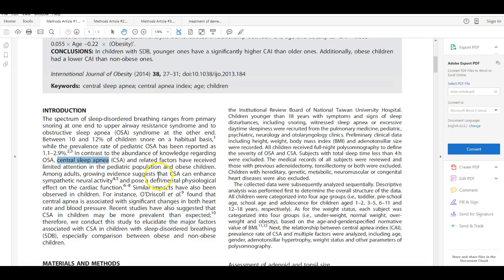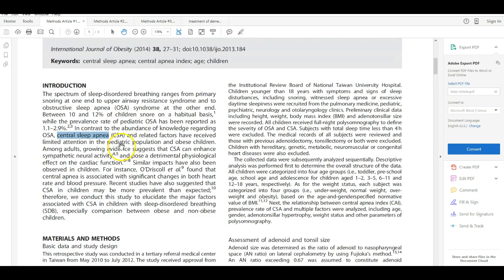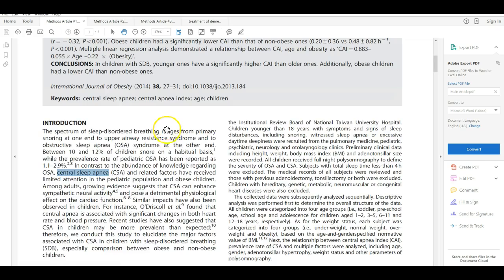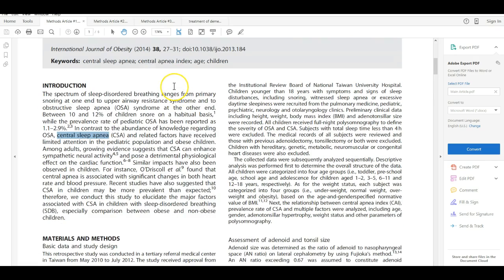So be sure to find the first instance of all those acronyms, and what I would do is make yourself a cheat sheet so that you kind of have that nearby as you're trying to summarize the methods. So it is important that you know what all of those acronyms mean, and you should use the full name in your paper. So if you're referring to Central Apnea Index in your own paper, write it out as Central Apnea Index.